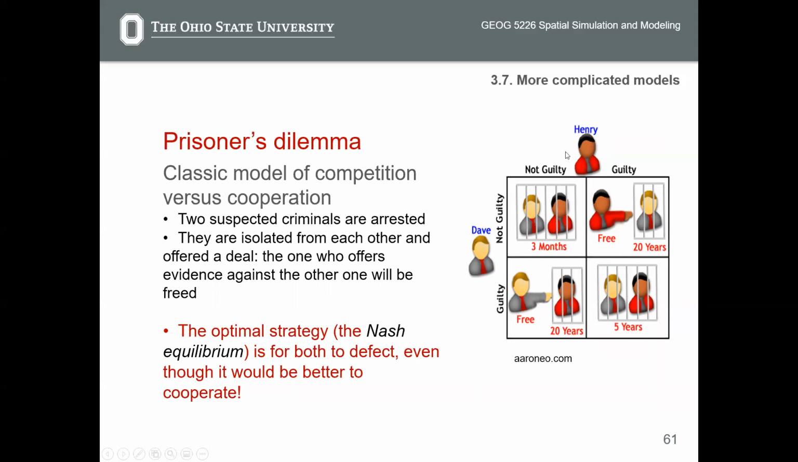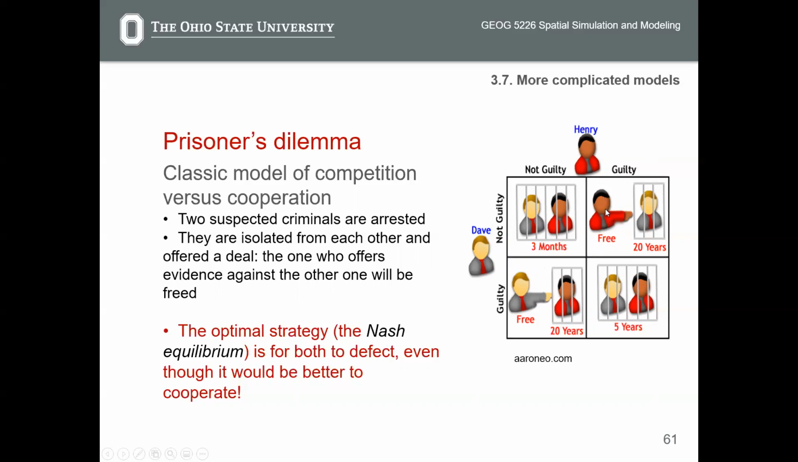Okay, we're talking about punishment. They are both criminals. If they both deny their crime, they will get 3 months, so totally 6 months. It's okay. But if Henry says that Dave is guilty, I'm not, or a similar situation for Dave, then the one accusing the other will be free, and the other one will get 20 years.